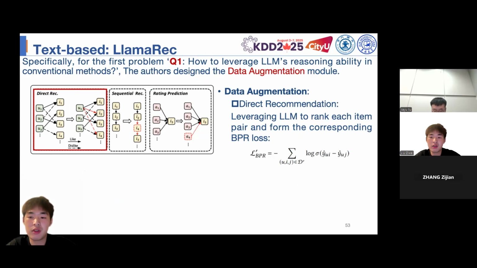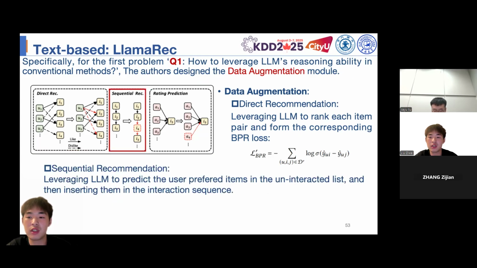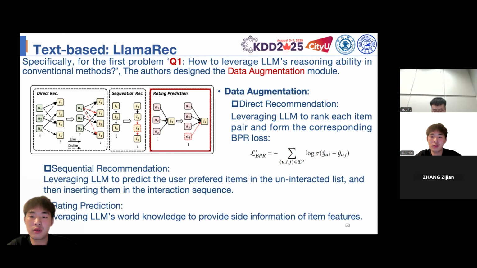For the direct recommendation task, they prompt the LM to rank each item pair based on the user's likely preference and rewrite the corresponding BPR loss like this. And for the sequential recommendation, they leverage the LM to predict the user's preferred items in the uninteracted list and then insert them in the interaction sequence. And when it comes to the rating prediction task, the LM is prompted to do in-context learning to provide side information of item features.